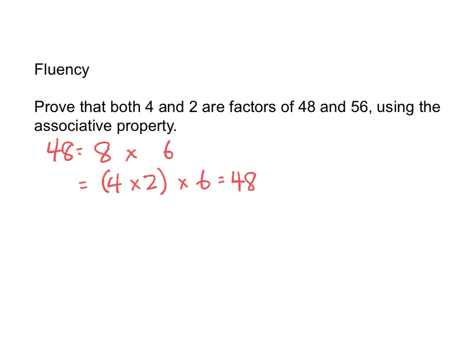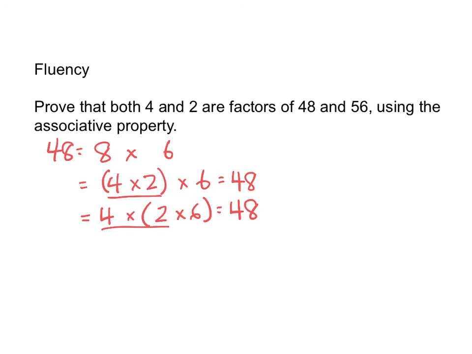And then we can move our parentheses. It doesn't change our equation at all. We're going to say 4 times, this time 2 times 6, which means that if it's in the parentheses, we're going to do that first. So 2 times 6 is 12 times 4, and that equals 48. So there we are. We have shown that both 4 and 2 are factors at least of 48.